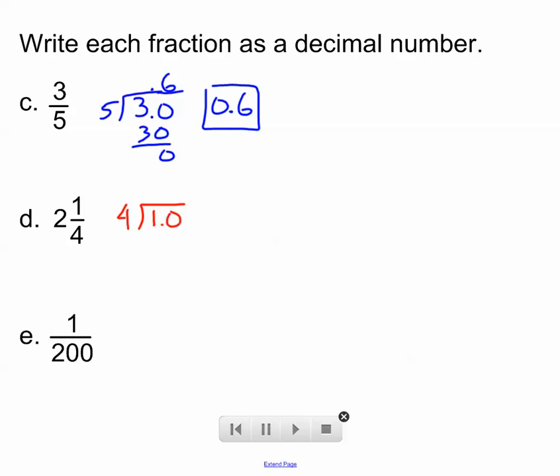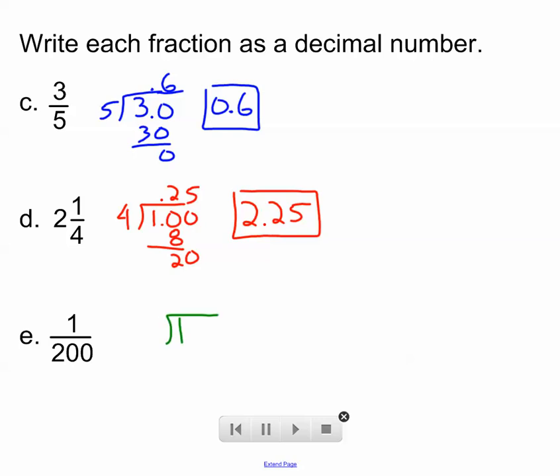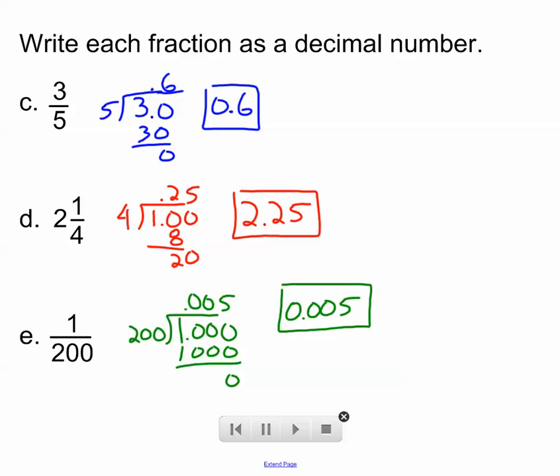Now with this one, let's just ignore the whole number for now. Let's find out what 1 divided by 4 is. 1 divided by 4 is 0.25. So 2 1/4 is 2.25. And then the last one is just 1 divided by 200. 200 goes into 1 0.005 times. So 1/200th is 0.005. Obviously this would be easier with a calculator. I'm showing you right now that it can be done without.